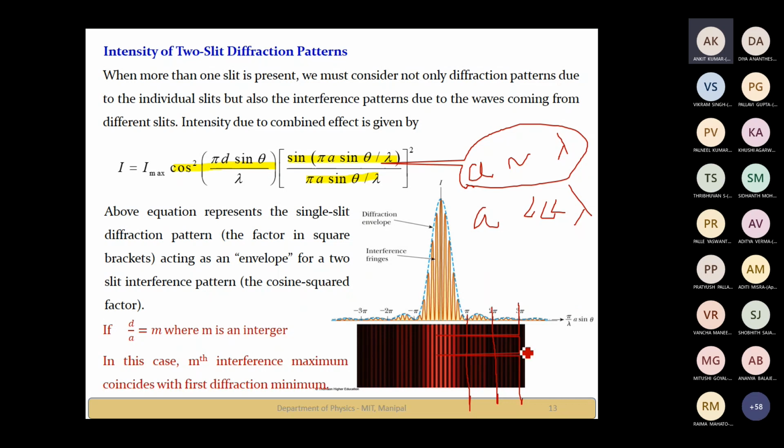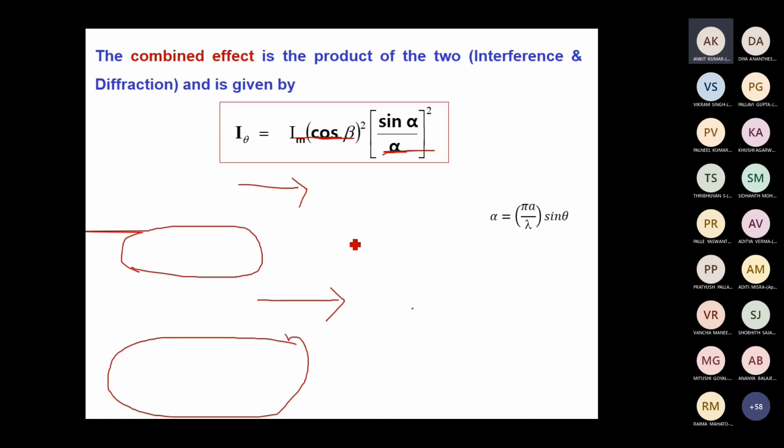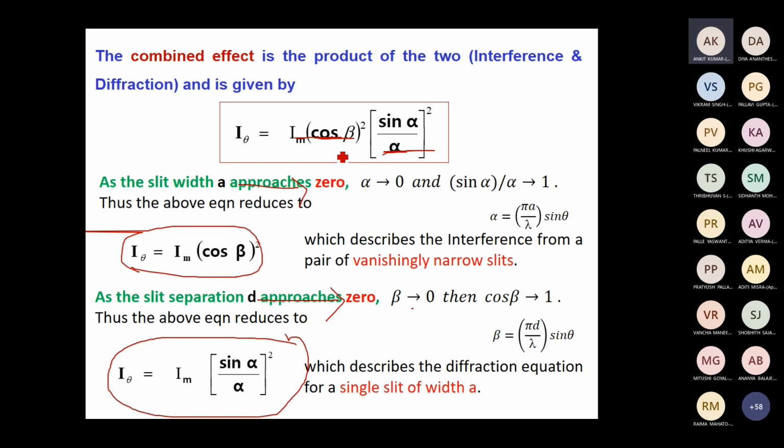So the equation which governs such a pattern is given by I equals I max cos squared of pi d sin theta by lambda, times sin squared of pi a sin theta by lambda over its square. This is the interference term and this is the diffraction term. The combined effect, when there is both interference and diffraction, is generally given by I of theta equals I m cos squared beta times sin alpha by alpha squared. I have taken alpha as pi a sin theta by lambda and beta as pi d sin theta by lambda, where a represents the width of the slit and d represents the separation between the slits.